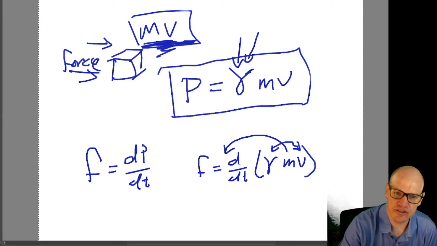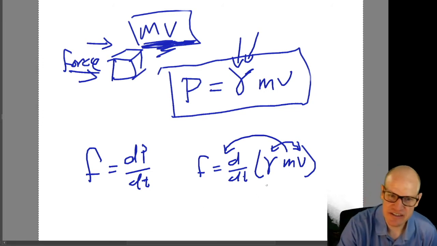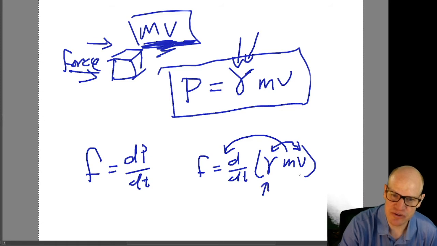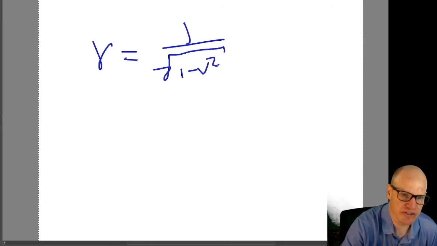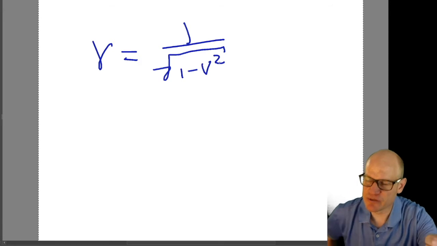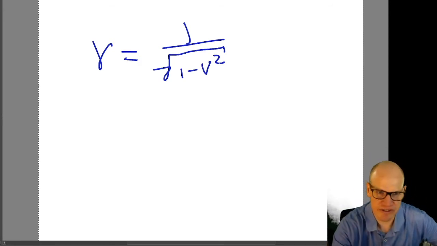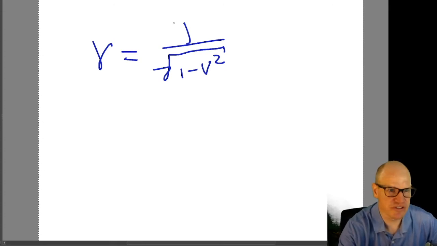So you're looking at the change in gamma mv, and as you increase the velocity, this gamma is the thing that grows. So gamma as a quantity is 1 over the square root of 1 minus v squared. This is all measured with respect to the speed of light. So if you ever see a v and you want to put it in meters per second, you have to divide by the speed of light to get the units to work out right. But we're going to use units where the speed of light is equal to 1.